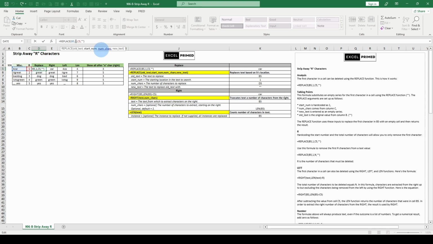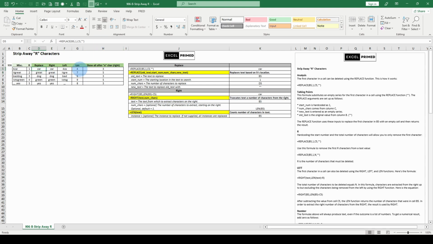Number of characters, sorry. All right, I did what I said we were going to do. We grab C5. What's the new text? Blank. So the question is, if there's a blank, is it added? You would think there would be a blank in here, and I'm thinking there is.